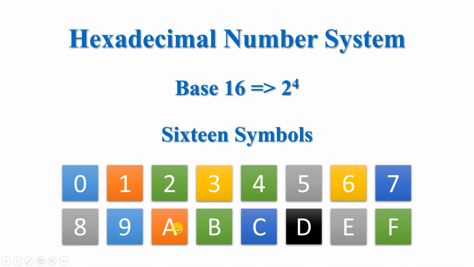A is a quantity which is 1 unit greater than 9. B is a quantity which is 2 units greater than 9. C is a quantity which is 3 units greater than 9, and so on. We go up to F. After F, the symbols are exhausted, and then we will represent the combination of the numbers.